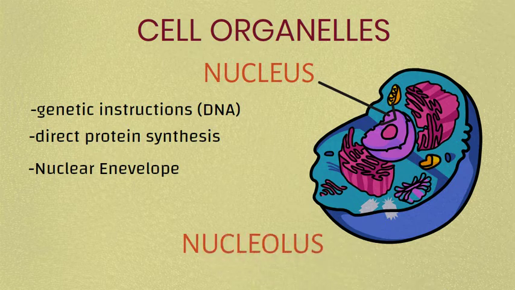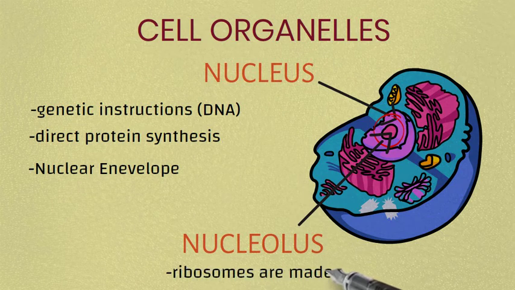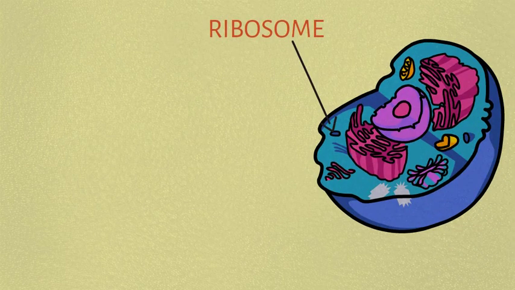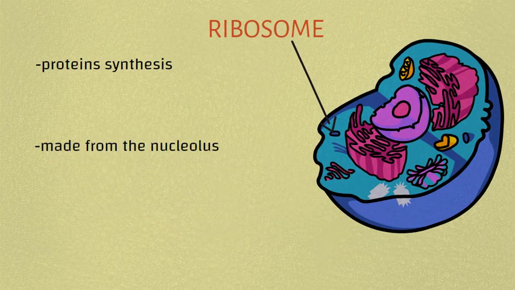Next up is the nucleolus. The nucleolus is the dark dot inside the nucleus, and it is where the ribosomes are made. The next organelle is ribosomes. The main job of a ribosome is to direct protein synthesis. It is made from the nucleolus.